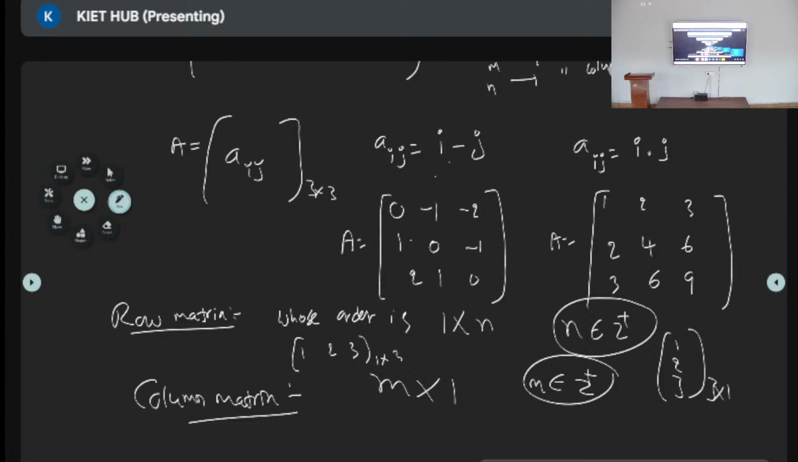Any confusion? Are all of you understanding? Row matrix, column matrix. What is the topic we are discussing? Types of matrices. It's a little bit big topic. Next slide. This slide is completed.